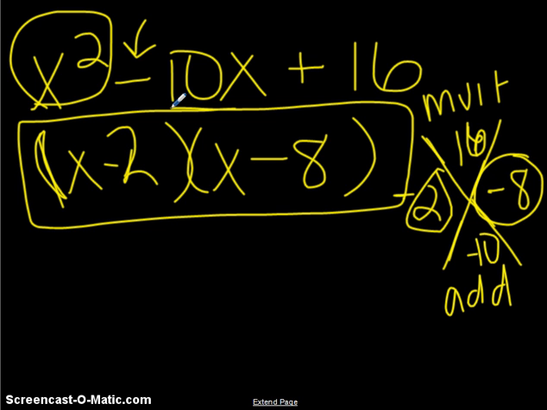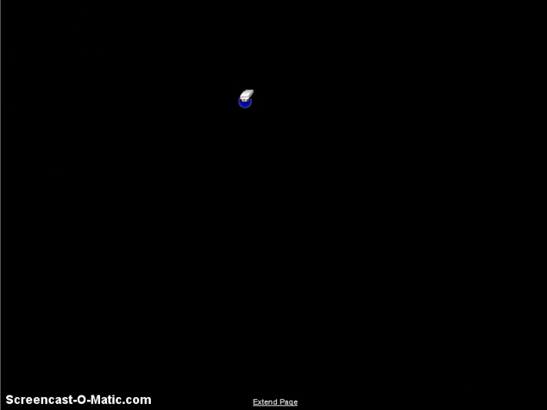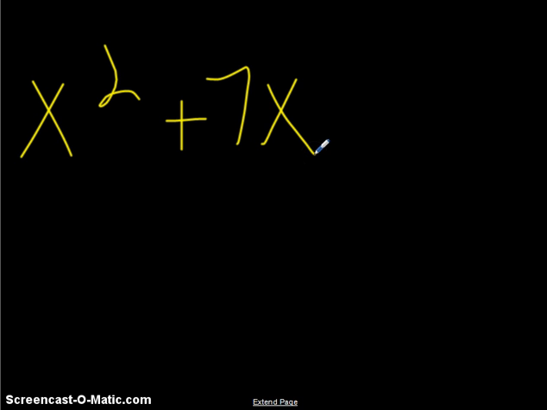Pretty easy, huh? All right, let's try one more, a little bit more challenging. So we have x squared plus 7x minus 18.